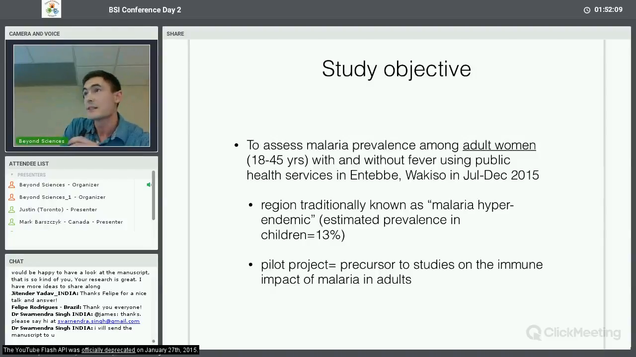So our study objective was to assess malaria prevalence among adult women who presented with and without fever to a public health facility in the central region of Uganda between July and December 2015. This region, Entebbe, Wakiso, is traditionally known as malaria hyperendemic, with the estimated prevalence, based on children again, of 13%. This was a pilot project, so we didn't start this project as a full epidemiological study. It was a precursor to downstream studies on the immune impact of malaria.